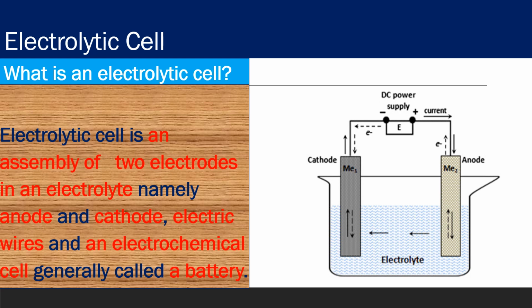Alright, we are moving on. Electrolytic cell. What is an electrolytic cell? An electrolytic cell is an assembly of two electrodes, electric wires, and an electrochemical cell, generally called a battery. So if you look at the right hand side of this slide, you will see a diagram. That is a diagram of a simple electrolytic cell. So we have the anode and the cathode, which are the categories of electrode that I mentioned. We have the electrolyte there, and so on. Don't bother yourself about this. We are going to work on this in our next class.